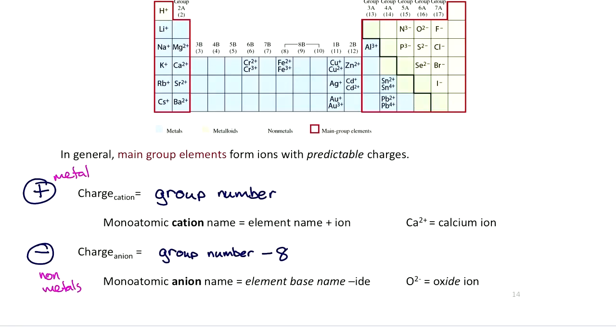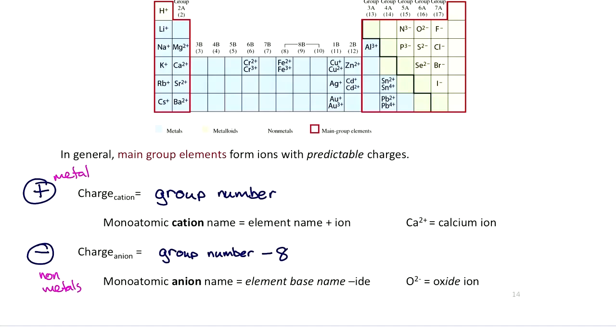Cations, it's just the metal name. But for anions, we take the element name, drop the ending and add "ide" instead when talking about the ion form. So if I'm talking about an oxygen atom or an oxygen molecule, I just say oxygen. But if I'm referring to oxygen 2-, I don't call it oxygen, I call it oxide ion.